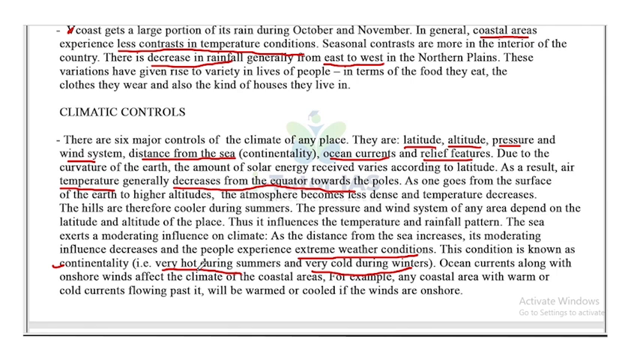Ocean currents along with onshore winds affect the climate of the coastal areas. For example, any coastal area with warm or cold currents flowing past it will be warmed or cooled if the winds are onshore.